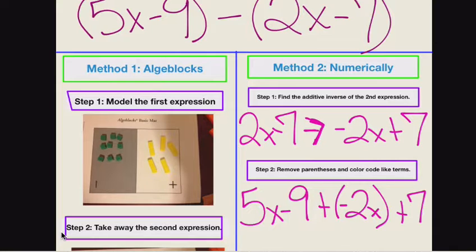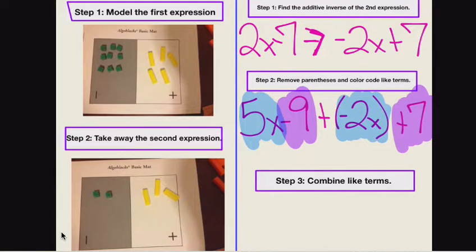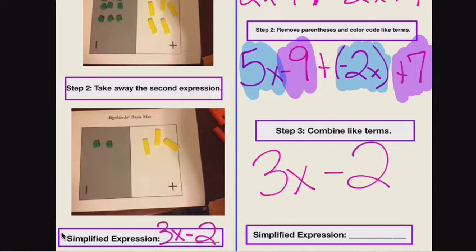Again, let's go ahead and color code our like terms. 5x and negative 2x will go together, and minus 9 and plus 7 will also go together. Let's combine like terms. 5x plus negative 2x is 3x. Minus 9 plus 7 is minus 2. So again, our simplified expression is 3x minus 2, which is also what we got earlier, so we know we did it right.